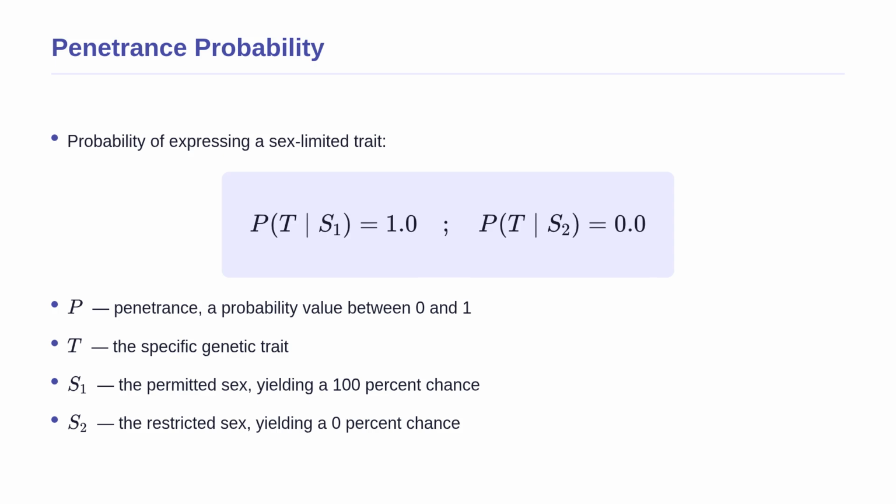Given the permitted sex, the probability is 1.0, meaning a 100% chance of expression. Conversely, S2 represents the restricted sex, like a male bull. For them, the probability is exactly 0.0. Physically, this means that no matter how strong the genetic variables are, multiplying by a penetrance of 0 ensures the trait will never physically appear in the restricted sex.